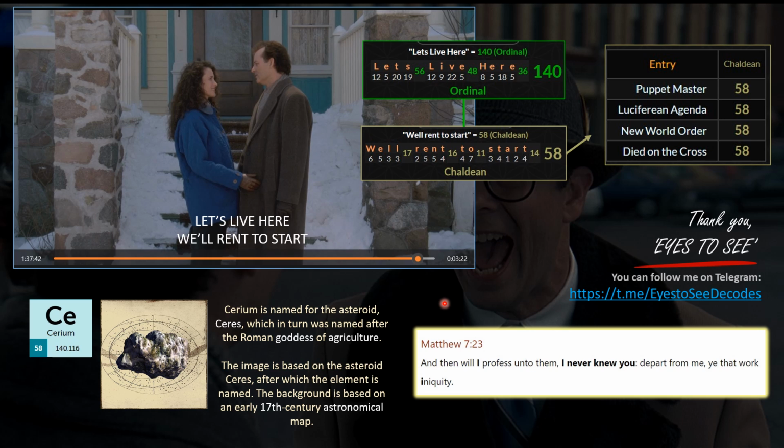And I'll leave you with this verse from the Bible, Matthew 7:23. "And then I will profess unto them, I never knew you. Depart from me, ye that work in iniquity." So we can see here the concept of Jesus denying Phil, and he's doomed to stay in Punxsutawney. He never leaves.